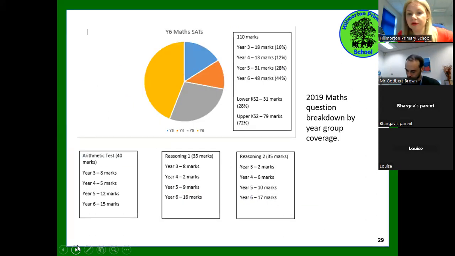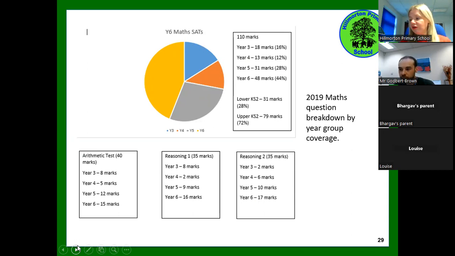This is just a little example. It shows a little breakdown of what proportion of the questions comes from different year groups. We were saying it is the year 6 test, but actually you can see from this test, 18 of the marks, 16% of the questions, were from year 3 learning, going up to 44% from year 6. So even if the children aren't working at year 6 expectations, they can still access a large proportion of the paper. The maths tests start easier and get trickier as they go through.